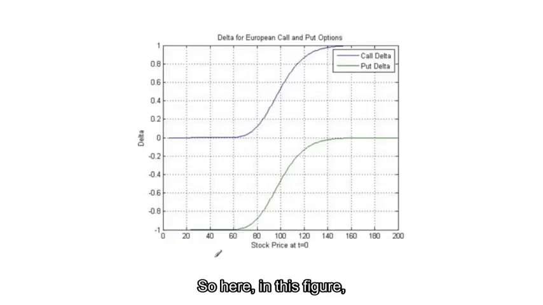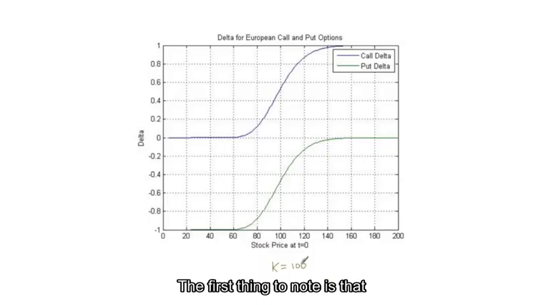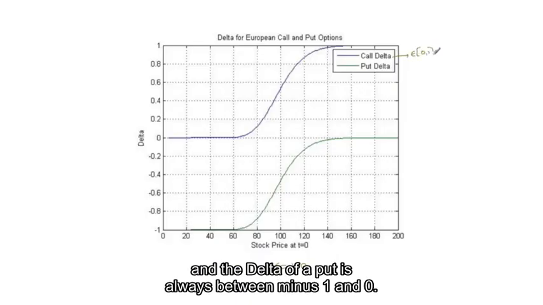So here in this figure, we have plotted the delta for a call option and a put option. We've assumed, although it doesn't state it on the slide here, that the strike is K equal to 100. The first thing to note is that the call delta is always between 0 and 1, and the delta of a put is always between minus 1 and 0.